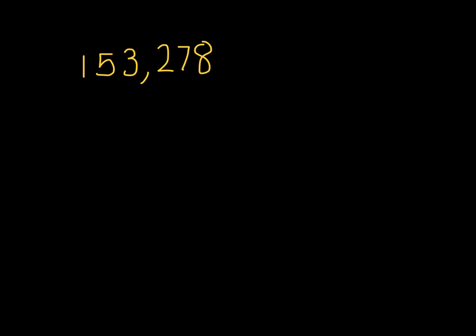Okay, so we're going to put our 2 goes in here. 2 goes into 15 7 times. 2 times 7 is 14. 15 minus 14 equals 1. So I put that here. 2 goes into 13 6 times. 2 times 6 is 12. 13 minus 12 equals 1. So I put that here. 2 goes into 12 6 times. 2 times 6 equals 12. 12 minus 12 is 0.